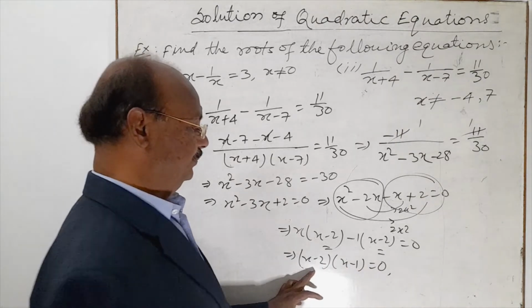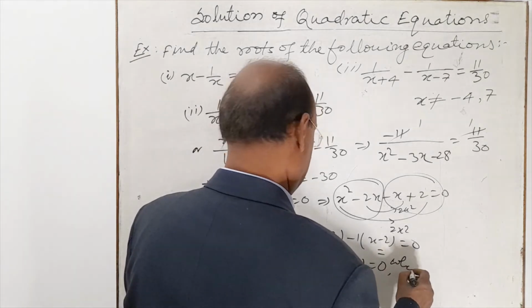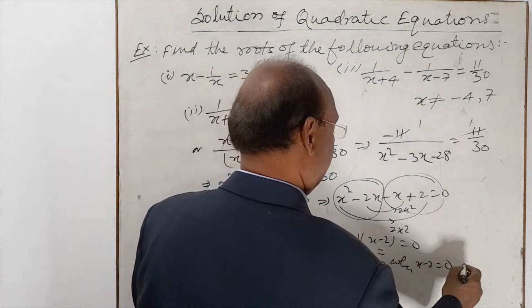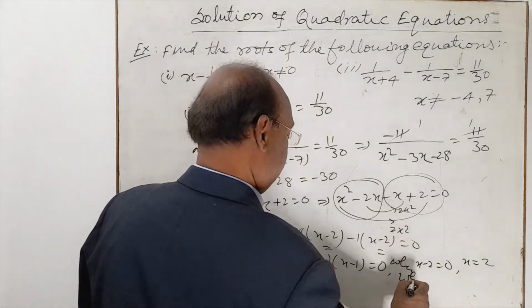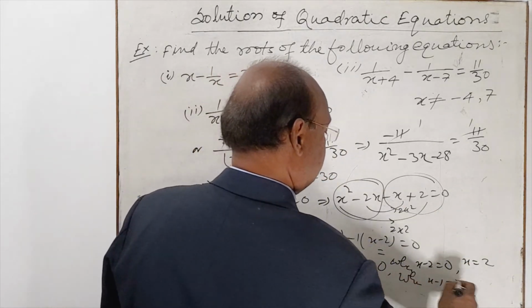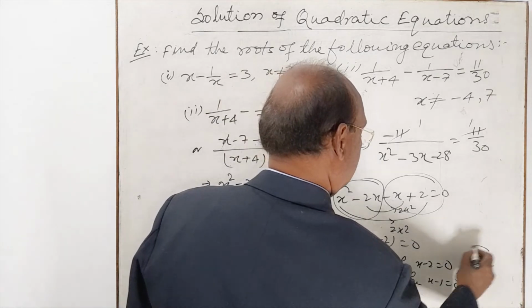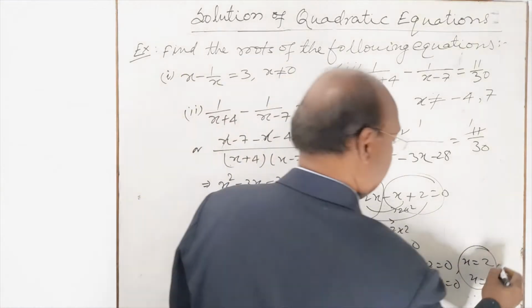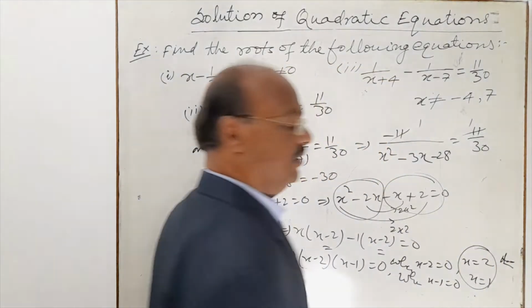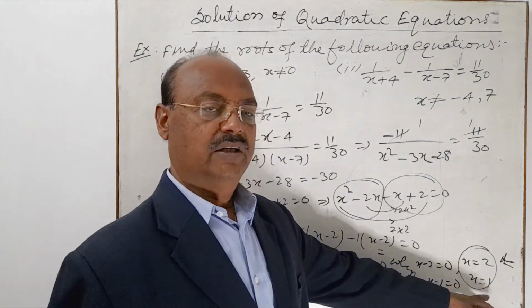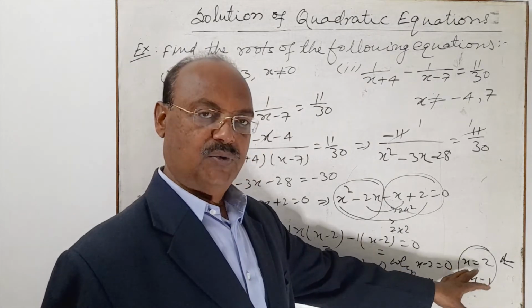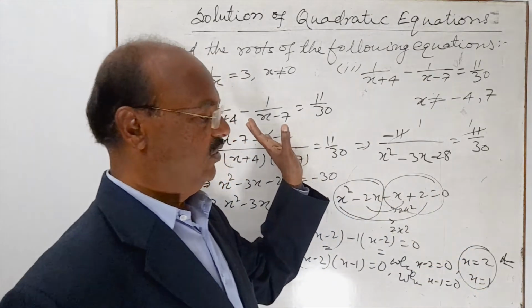So when x minus 2 is 0, we are getting x is equal to 2. And when x minus 1 is 0, we are getting x is equal to 1. So these are the solutions. This is the answer. We are getting two values of x, 2 and 1. These are the roots of the given quadratic equation.